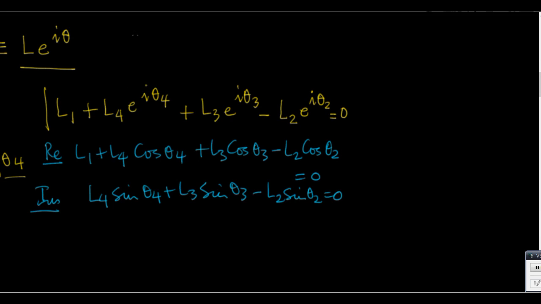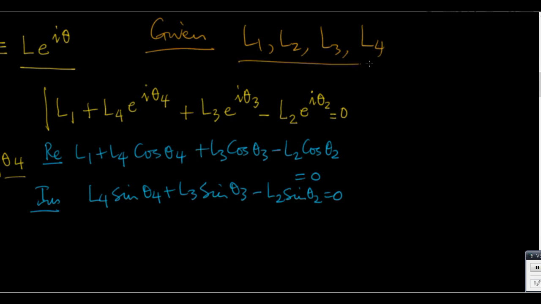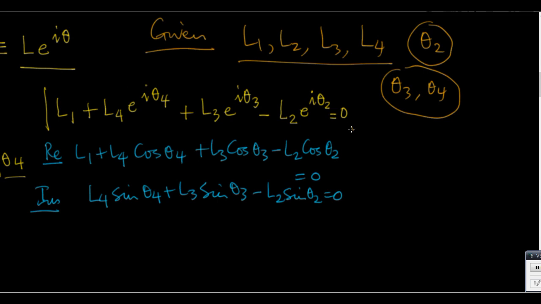What is given? Given L1, L2, L3, L4 and theta 2. Single degree of freedom, crank angle is given, input angle is given. So we want to find the configuration. That means all that remains to be found is theta 3 and theta 4. Two things are to be found, two equations are there. In principle, no problem. In practice also, this is a good, simple, well understood problem.